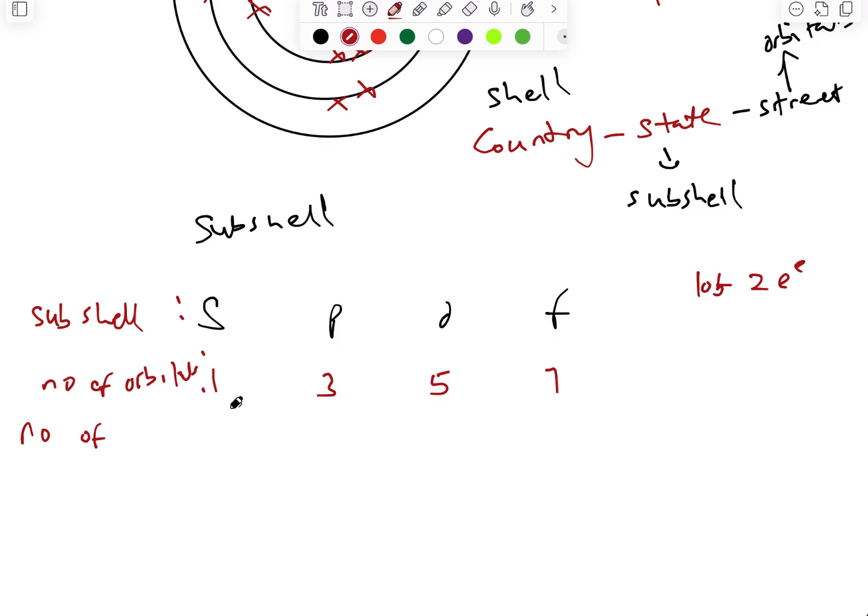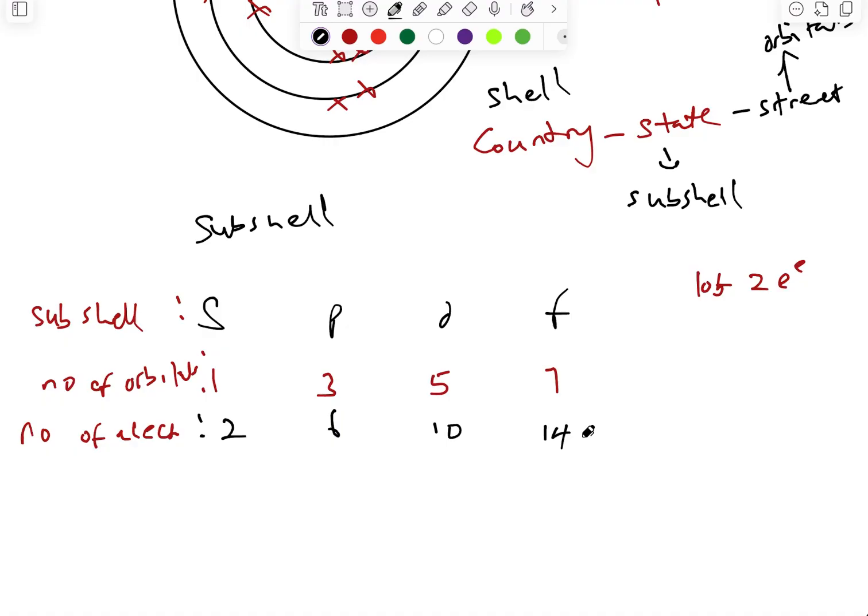So that implies that if S has just 1 orbital, therefore the number of electrons now: if S has only 1 orbital, the maximum number of electrons that S can hold will be 2 times 1, which is 2. P has 3 orbitals. That means the maximum number of electrons it can hold will be 6 electrons. And for D, if it has 5 orbitals, the maximum number of electrons it can hold is going to be 5 times 2, which is 10. And for F, the maximum number of electrons it can hold is going to be 14. So I believe you are getting the build-up one after the other.